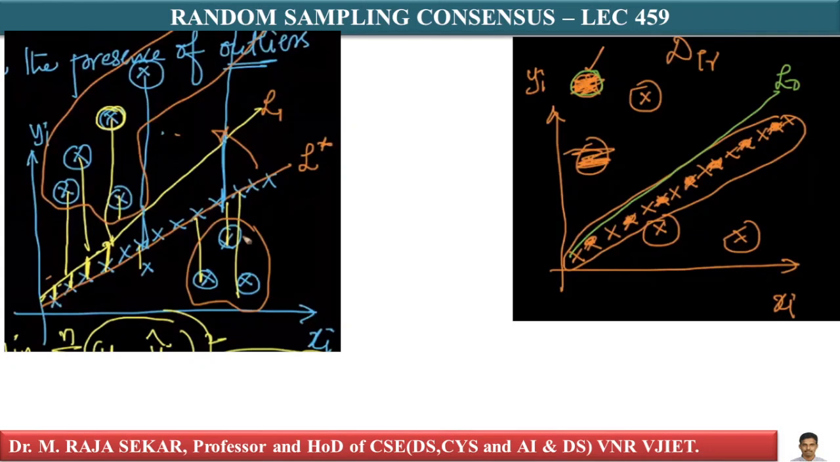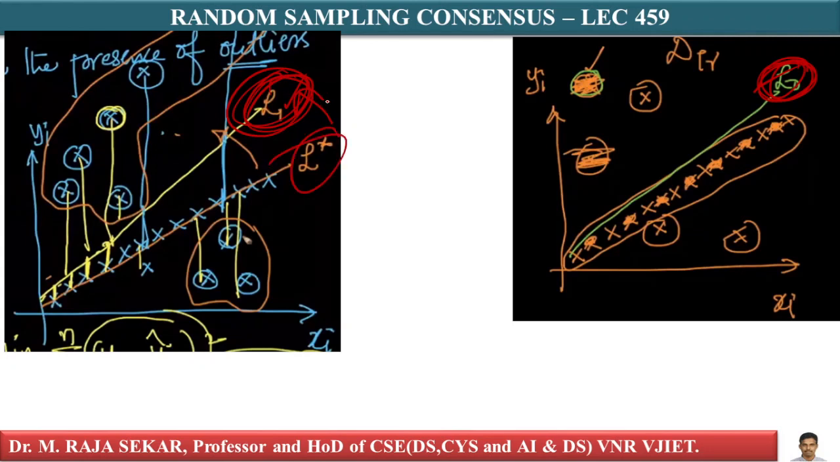If I build a model with everything, I would get a line L1, isn't it? This L0 is built on a sample of points, and this L1 is built on the original data set. If you compare L0 and L1, L1 is farther away from the ideal line.